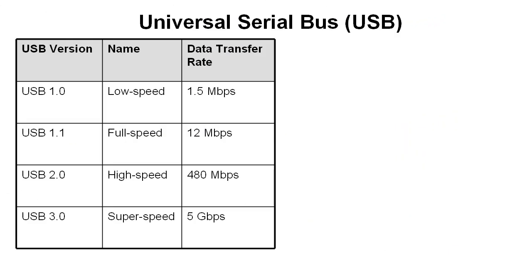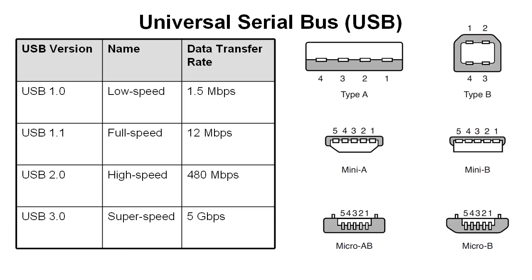So the ports that we were showing are Type A ports. And here's an image of the different types available. The Type A port is the most common, and that's a 4-pin port. You'll see those on the computers. Then the Type B port, also a 4-pin port, is the type of port that you would see on a printer or other secondary device that connects to the computer. Then you also have the 5-pin ports.